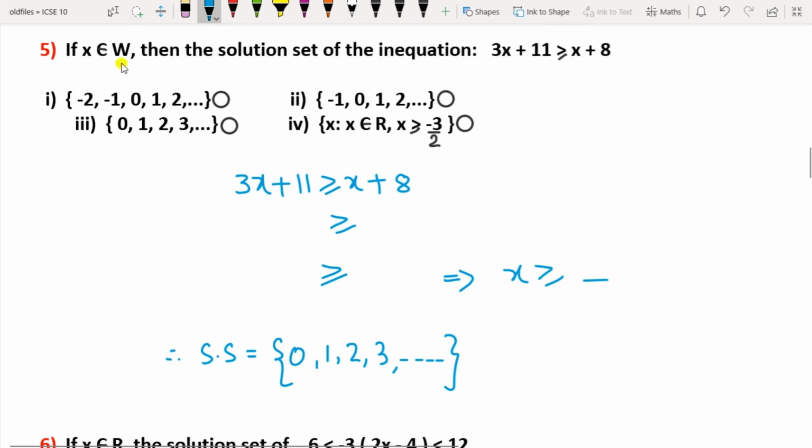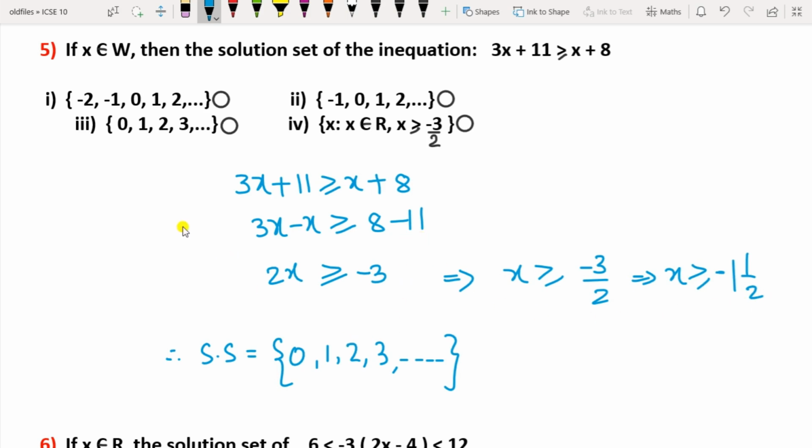Question 5 here is: x belongs to W, then the solution set of the given inequation. So solve this inequation. So this will be 3x minus x and 8 minus 11. 2x will be greater than or equal to minus 3, and x will be greater than or equal to minus 3 by 2. So x is greater than or equal to this value, that means x is greater than or equal to minus 1 1 by 2. Okay. So the values from here will be 0, 1, 2 and 3, all the positive values, as x is greater than minus 1. So it is 0, 1, 2, 3. So that is the solution set.